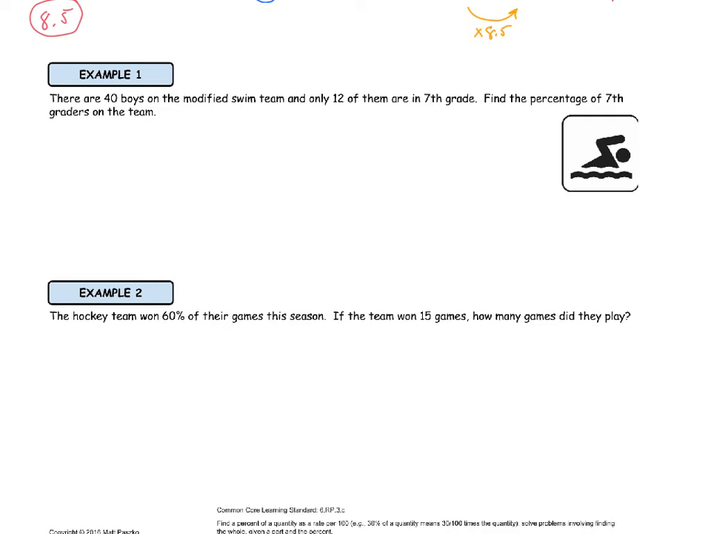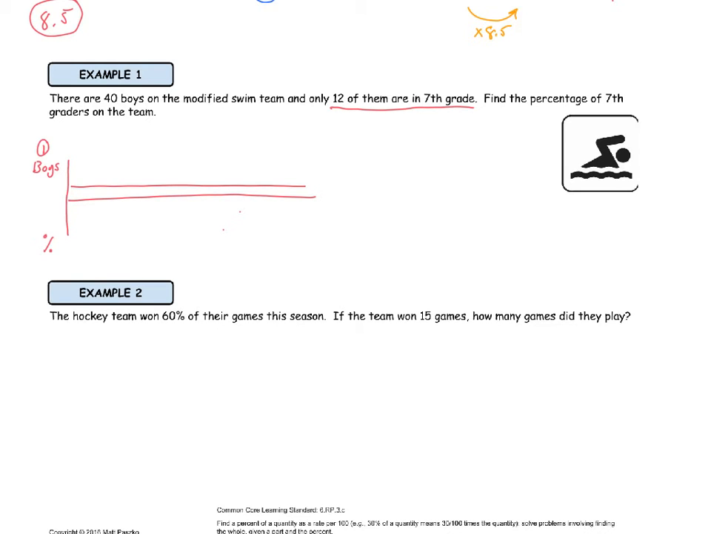Example number 1 says there are 40 boys on the modified swim team and only 12 of them are in 7th grade. Find the percentage of 7th graders on the swim team. I want to show us 2 different ways here, methods 2 and 3 from above. I'm going to use a double number line to start, and then I'm going to use the idea of 2 fractions set equal to each other as our second method. So let's go ahead and get started.